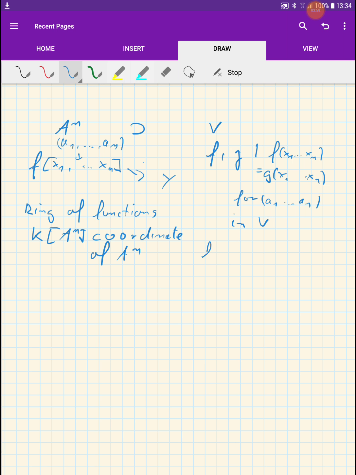So if these polynomials as functions on A^n agree on V, then we have that f minus g is an element of the ideal of V. Remember, the ideal of V contains the polynomials that vanish on V. So if f and g agree on V, then f minus g is 0 on V. So f minus g is an element of I of V. So this characterizes such pairs of functions that agree on V.